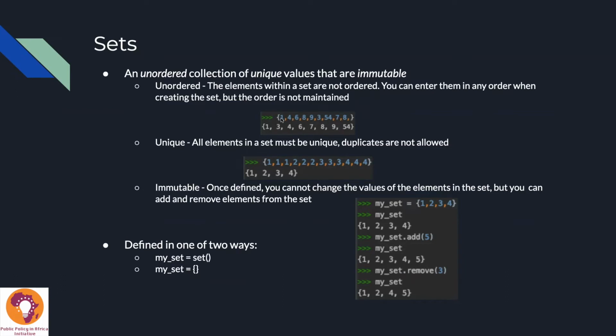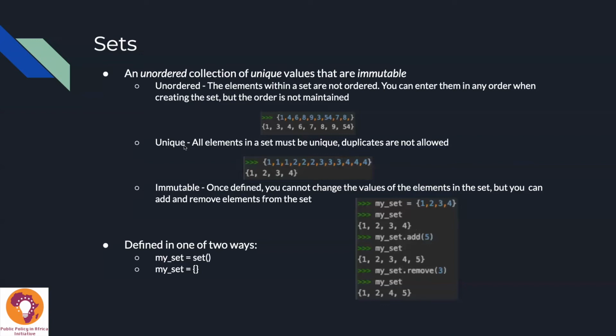So notice that I enter this in 1, 4, 6, 8, 9, 3, 54, 7, 8. When I hit enter, because the order of that is not maintained in a set, it automatically outputs it into this structure here, where it just ordered it for me. Basically, it put it in ascending order. But just know that in the back end, there's no logical order to that set. When you create it, it doesn't maintain the order that you had created it in. You can create it in any order you want, but yeah.